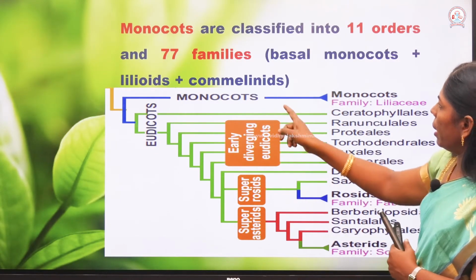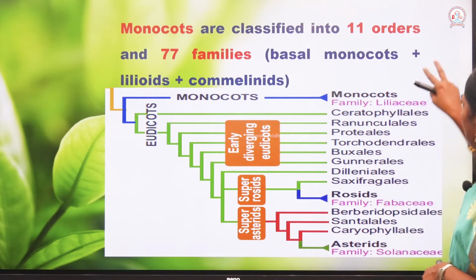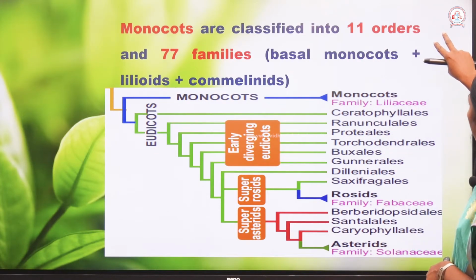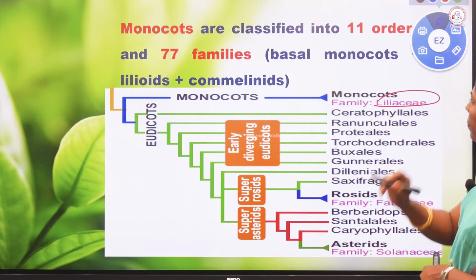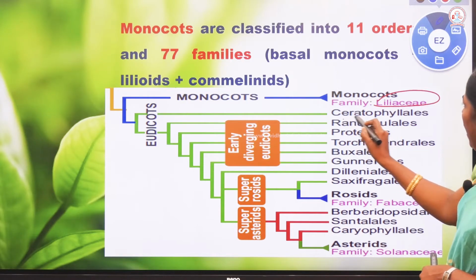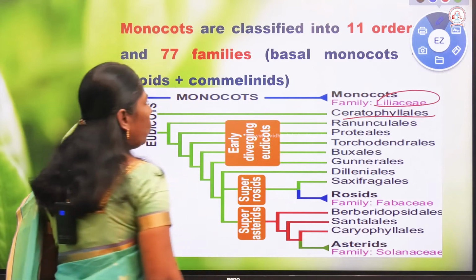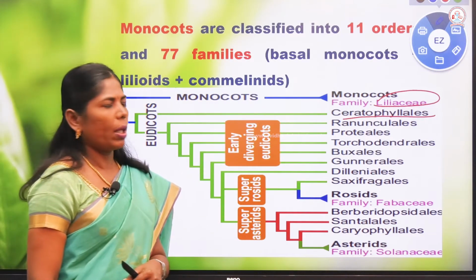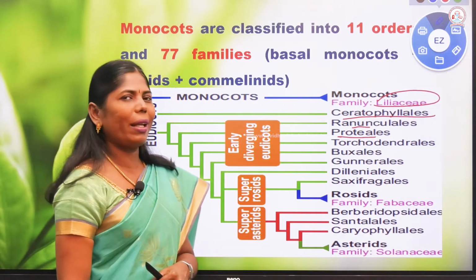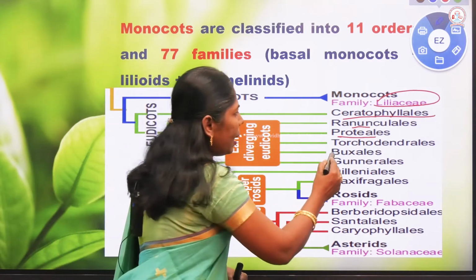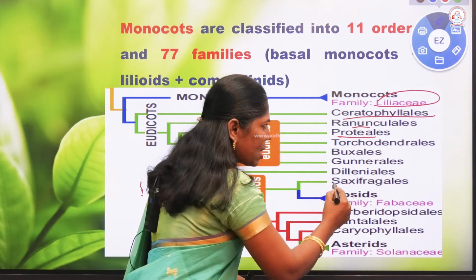இப்போ இதில் மோனோகாட்டில் நீங்கள் பார்க்கும்போது ஃபஸ்ட்டு வந்து என்ன இருக்கும் அப்படின்னா மோனோகாட்டில் ஃபேமிலி பார்க்கும்போது தட் இஸ் லில்லியேசியே நம்ம ஏற்கனவே வந்து படிச்சிருக்கிறோம். So monocot, that is here Liliaceae. Okay, and வந்து ceratophyllales. Next வந்து that is here ceratophyllales, ranunculales, proteales. So this is a ranunculales, proteales. Next வந்து torchotendrils. Next basales. Next வந்து gonerales, dilineales, saxifragales.